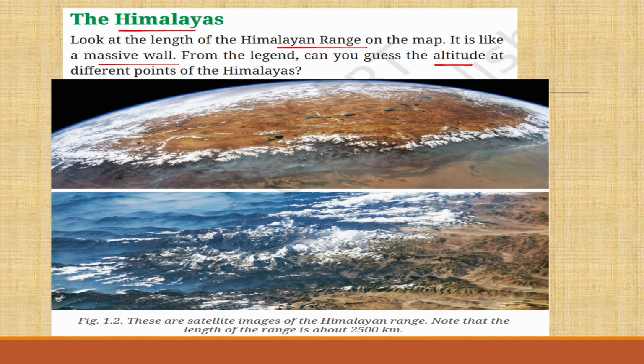So look closely at the long line of the Himalayan mountains on our map. See how long it stretches. It is like a giant, super long wall standing tall in the north of India. See this picture? These are satellite images of the Himalayan range. Notice that the length of the range is about 2500 kilometers.